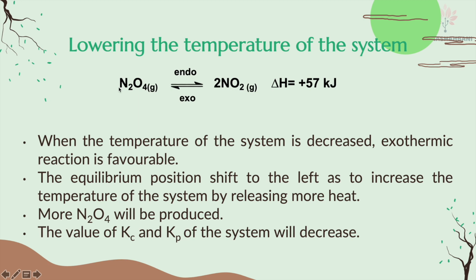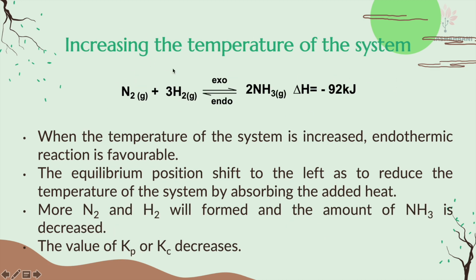When the equilibrium position shifts to the left, the NO2 concentration will decrease and the N2O4 concentration will increase. More N2O4 will be produced, so the Kc and Kp values will decrease. Because in Kc, product is on top and reactant at the bottom, you have more reactant, more at the bottom. That's why Kc will decrease, and Kp will also decrease if you're calculating Kp.